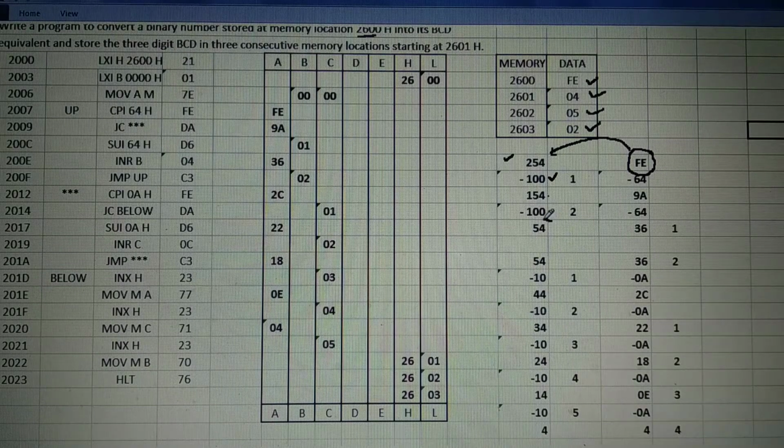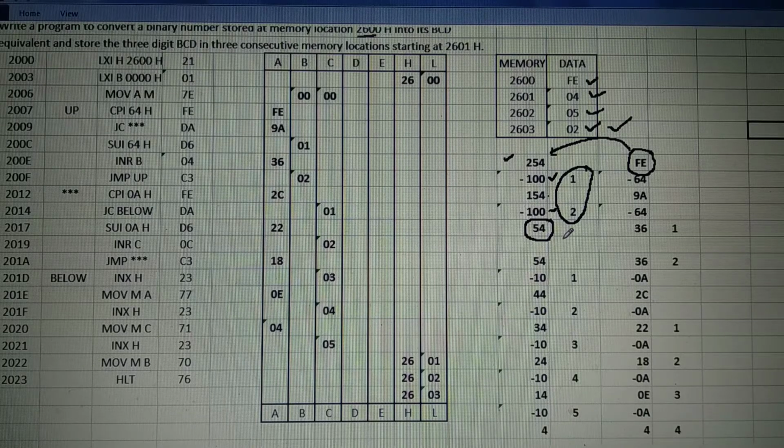Then check the number, whatever answer you get. If this number is greater than 100, then you have to subtract 100 again. But if the number is not greater than 100, then you have to compare it with 10. Here, how many times did we subtract 100? We subtracted 100 two times. That means 2 is the hundred place value.